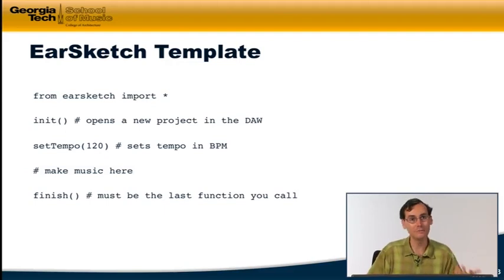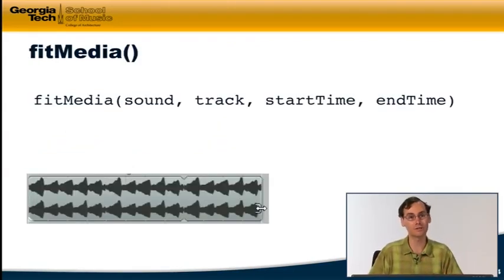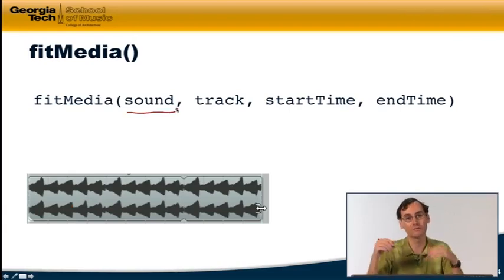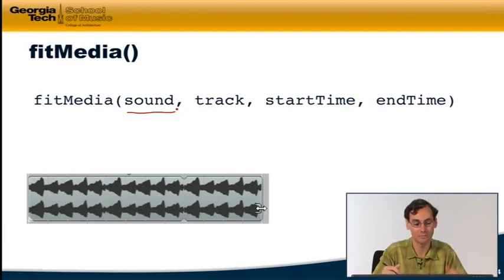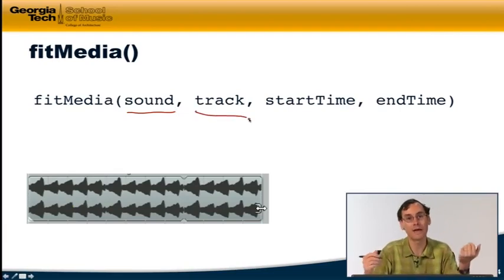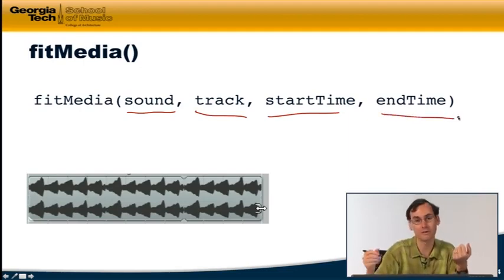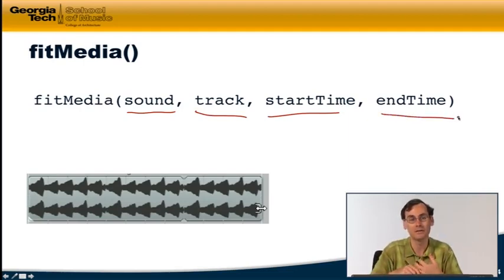So for making music, the most important function that we can look at is fit media. And we saw this a little bit in the last video, but I want to get into it in more detail here. So fit media takes four parameters: the sound file that we want to put onto our timeline, the track that we want to add it to, and then the time that we want it to start and the time that we want it to end. And fit media will make this last as long as is necessary to fill that time.